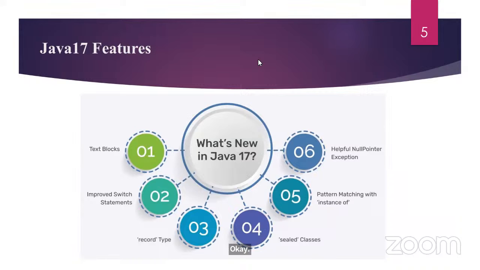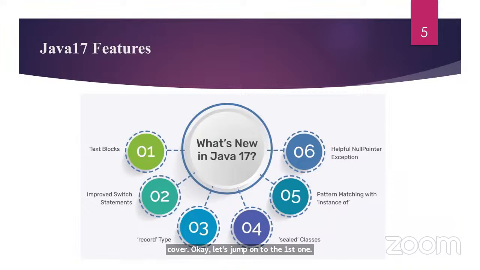I'm repeating again. The first feature we are going to talk about is switch related enhancements. The second feature is sealed classes. The third important feature is text blocks. The fourth important feature is record class. The fifth one is random generator classes. So these are the 5 features we are going to cover. Let's jump on to the first one.